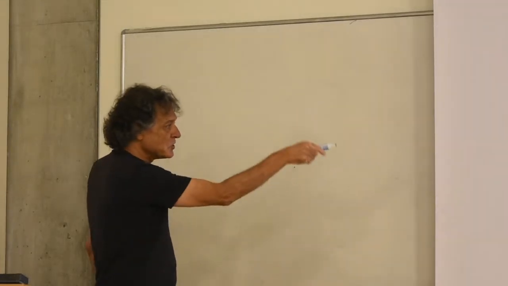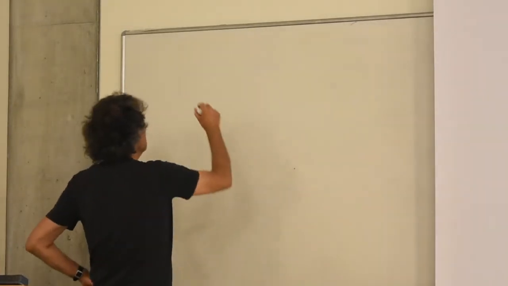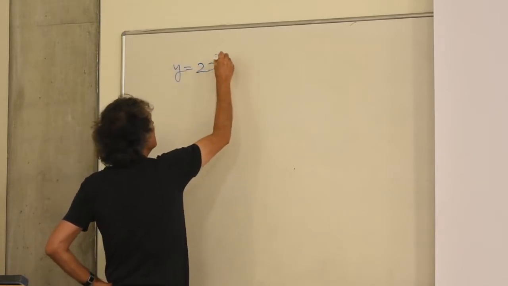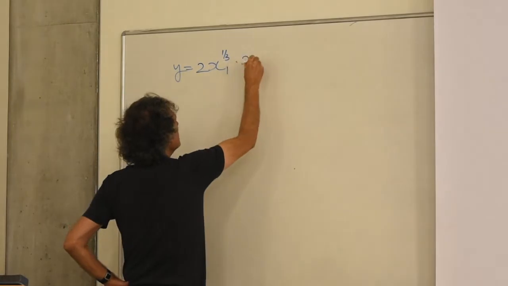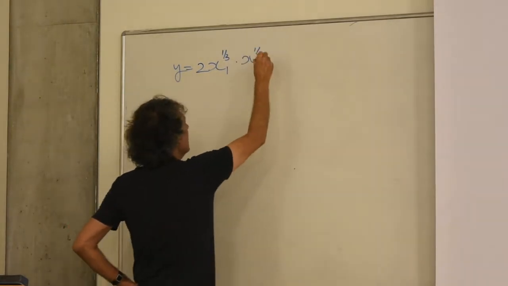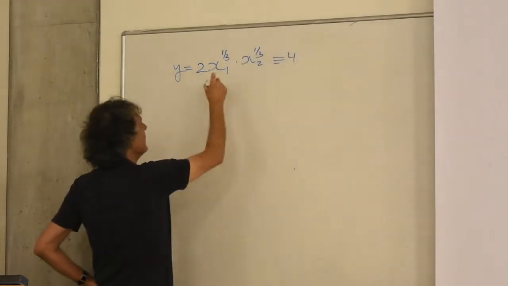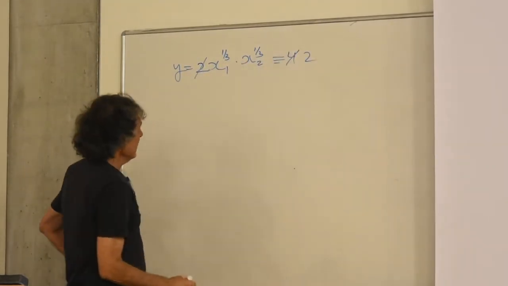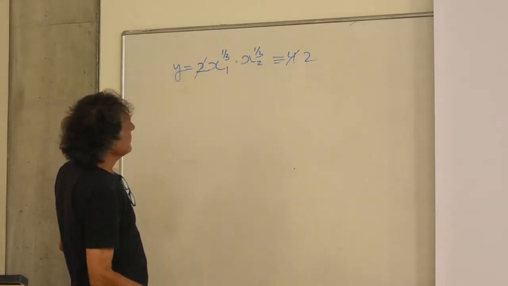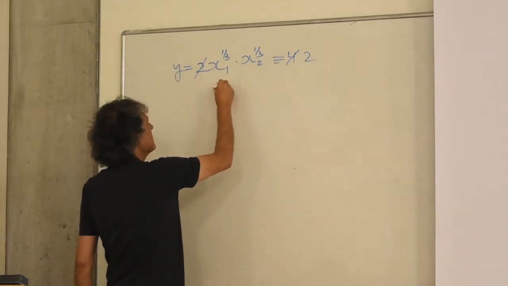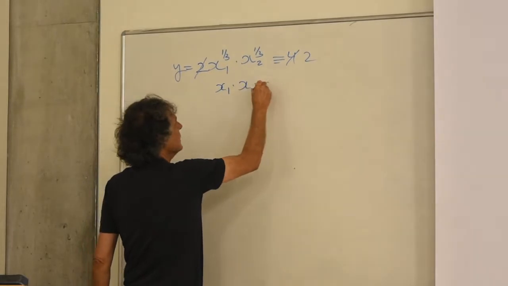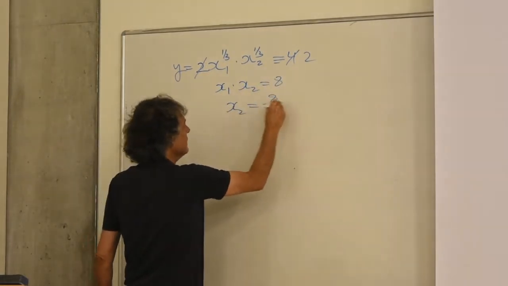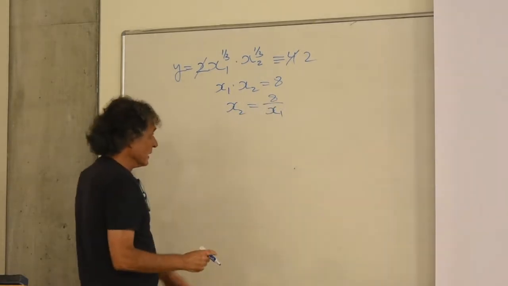So the function that described y equals 4, in our example it was 2 x1 to the power 1/3, x2 to the power 1/3, and I want it to be 4. That means I can divide and get 2. I can take all of them to the power 3. I'm getting x1 times x2 equal 2 to the 3, 8. x2 equals 8 over x1.